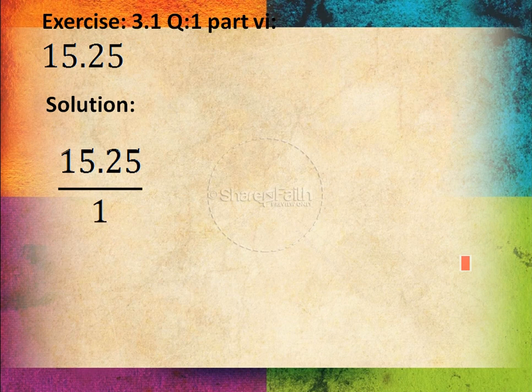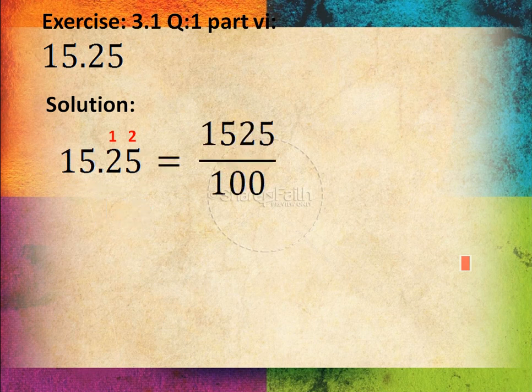What was the next step? Add as many zeros as the digits after the decimal point. I have 2 digits after the decimal point, so I will add 2 zeros in the denominator as well as getting rid of the decimal point. So my decimal number 15.25 will be converted into the rational number 1525 over 100.